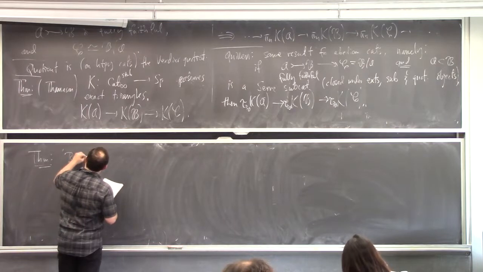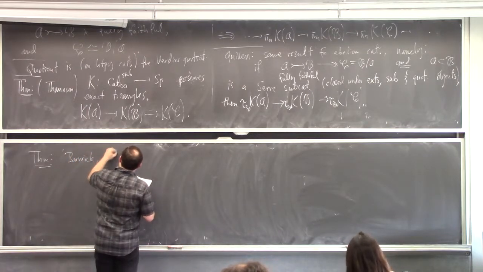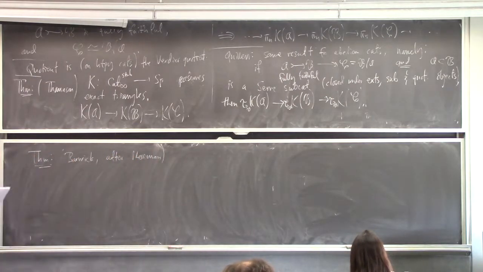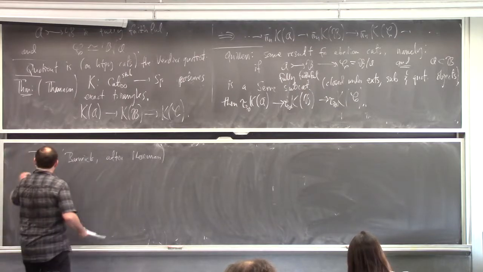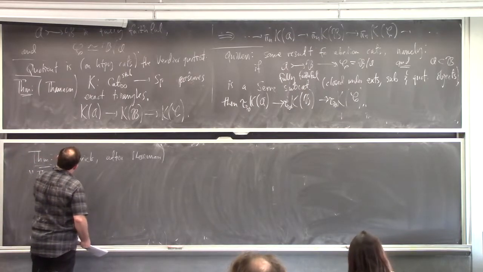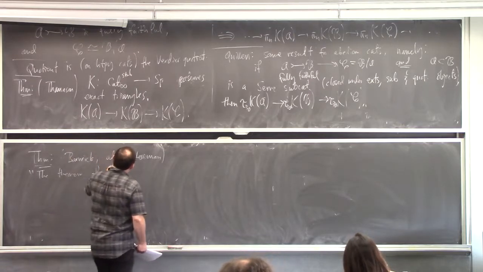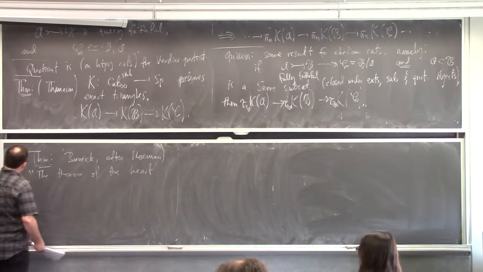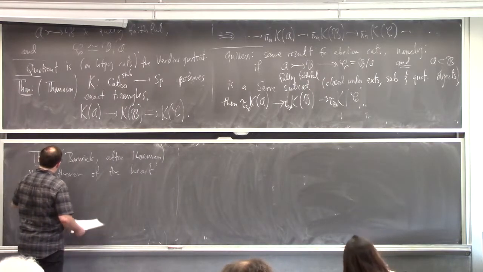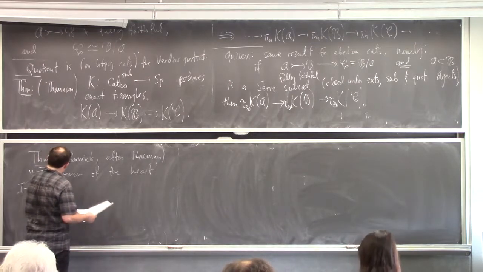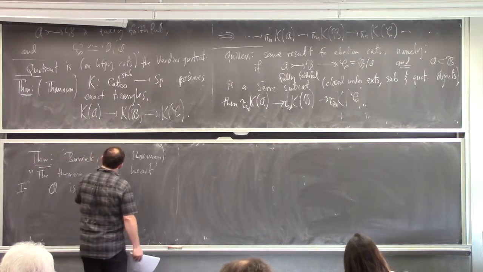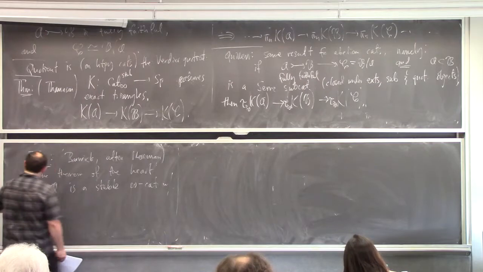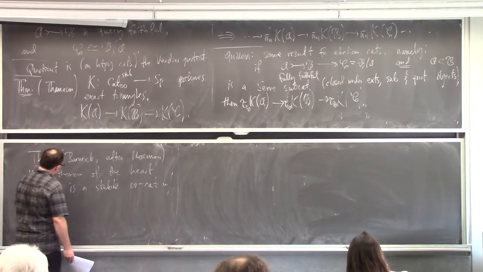So let me state a theorem. This is a theorem of Barwick, but it was after a conjecture of Niemann, and it is called the theorem of the heart. And it states the following: if A is a stable infinity category with a bounded T-structure. I didn't tell you what that meant yet.